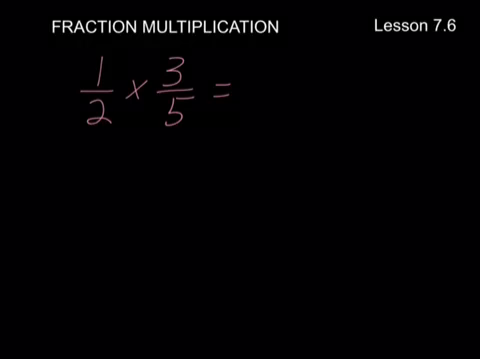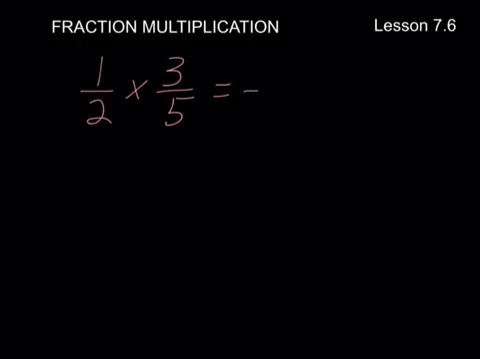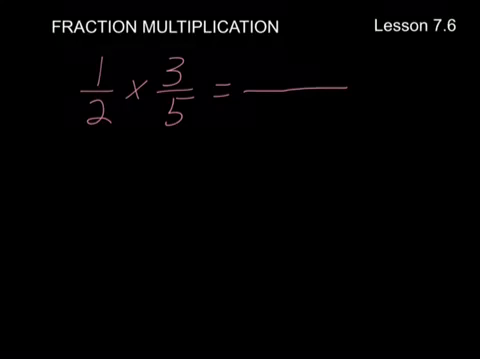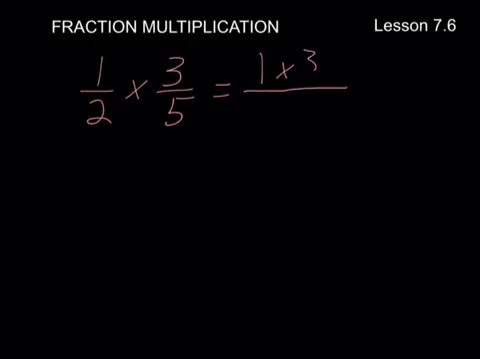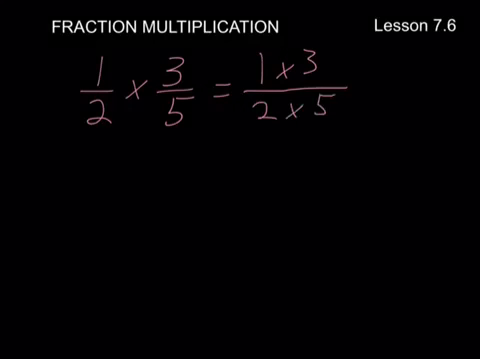For our first problem, 1/2 multiplied by 3/5, I'm going to write a fraction bar, and on the top of the fraction bar we are going to multiply the numerators, 1 times 3, and underneath we're going to multiply the denominators, 2 times 5. 1 times 3 is 3, 2 times 5 is 10, and so our solution is 3/10.